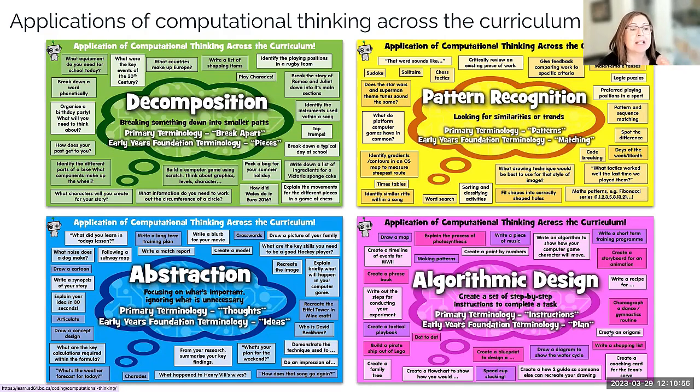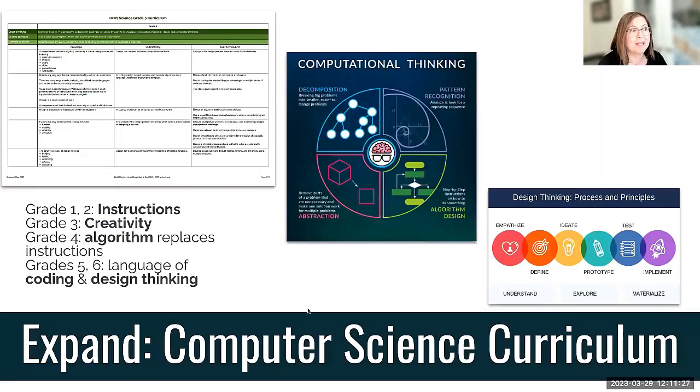That's your plan, right? So in early years foundations terminology, they call it the plan or call it instructions. And if you think of the new computing science curriculum, the word instructions comes up again and again in those early years. And so what they're doing is they're moving them through. Can we break this apart? Can we match things, find patterns? What are we thinking here? What's important? What's our plan? That is computational thinking. You don't need a computer to do that at all. Now, in the computer science curriculum itself, instructions is the word you're going to see in those early grades. Creativity comes in grade 3.